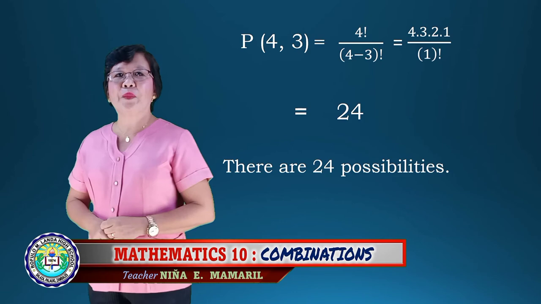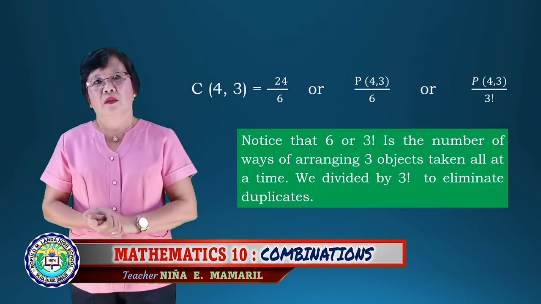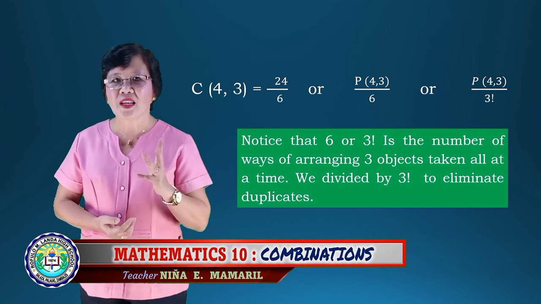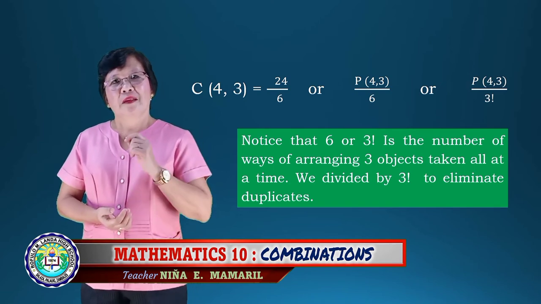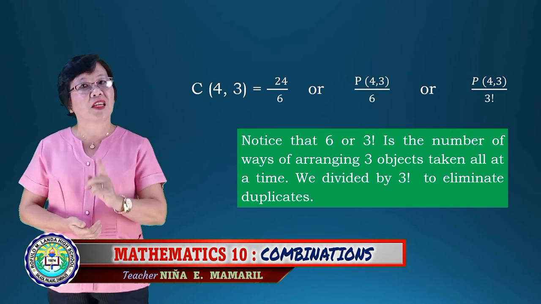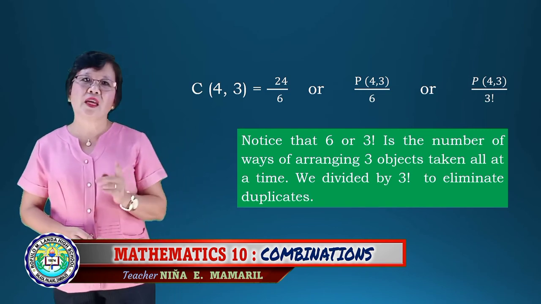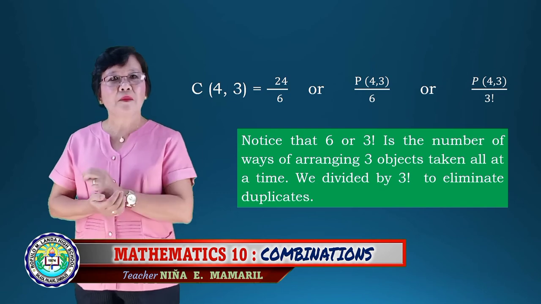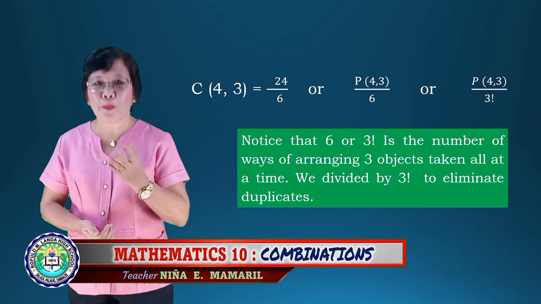Thus, the actual number of combinations, C of 4 objects taken 3 at a time, is equal to 24 over 6, or 24 divided by 6, or P of 4 objects taken 3 at a time over 6, or P of 4 objects taken 3 at a time over 3 factorial. Notice that 6, or 3 factorial, is the same as the number of ways of arranging 3 objects taken all at a time. We divided by 3 factorial. Why? To eliminate duplicates.